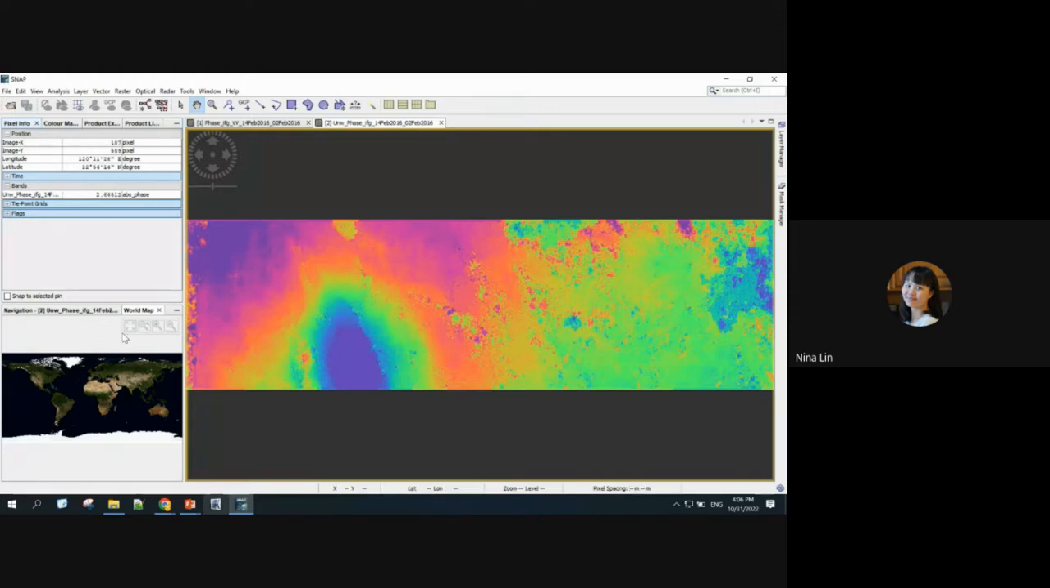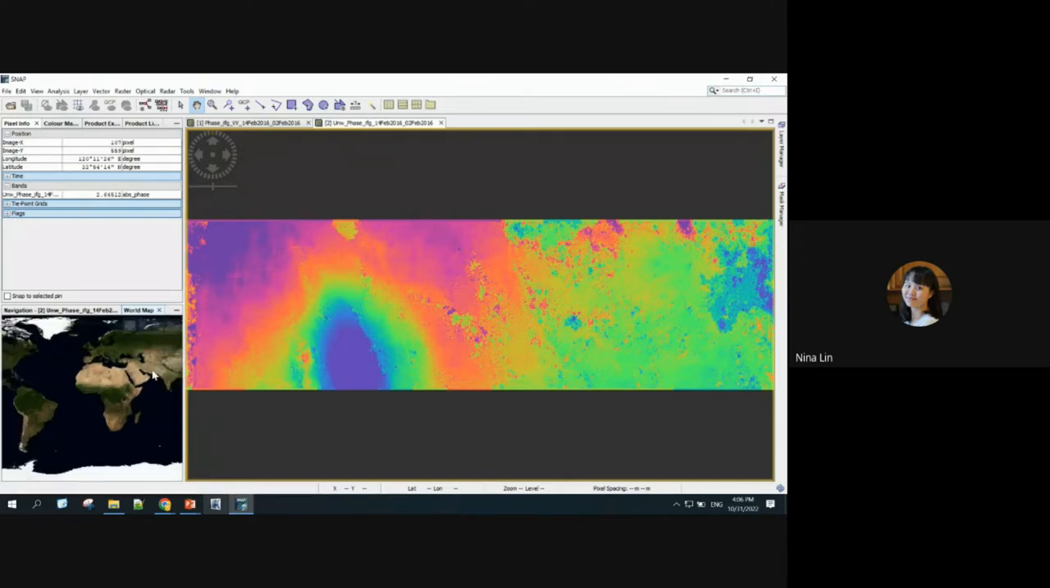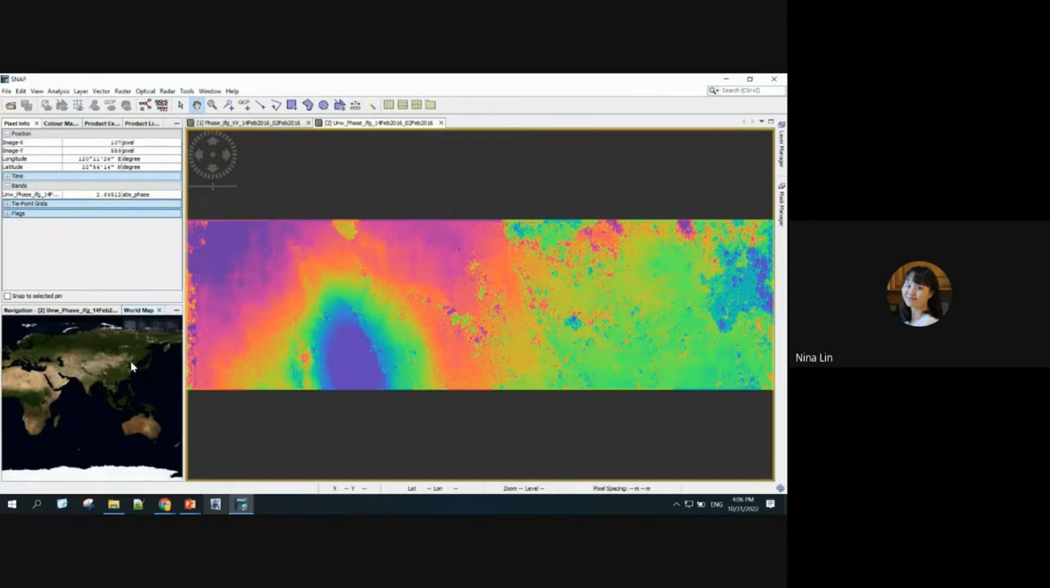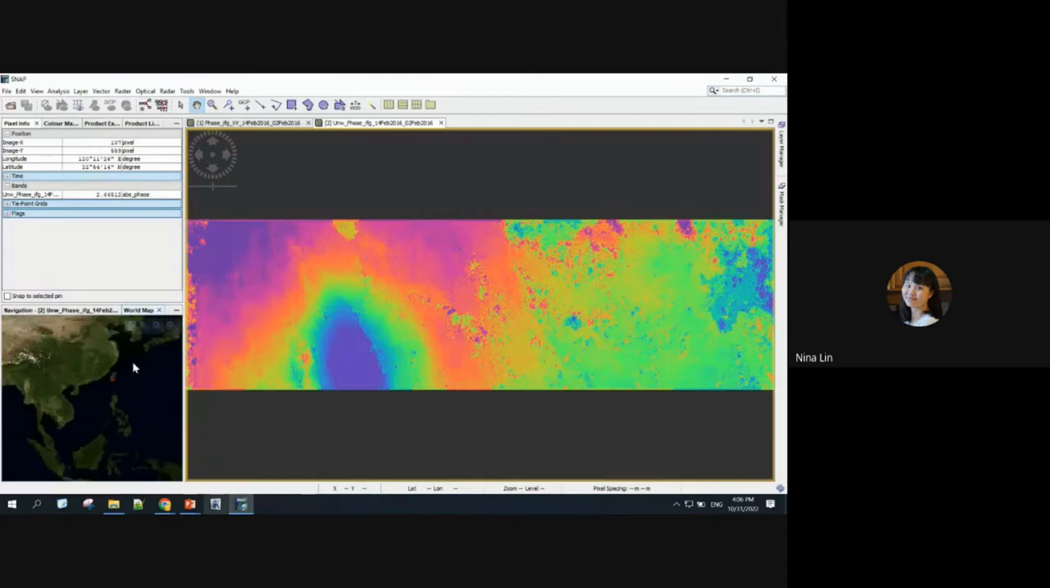And then here at the lower part, you can use your wheel to zoom in. Use the middle wheel to zoom in and use your right click and drag to move it to Taiwan, so that you can have a look at where exactly the image on the right window is located.